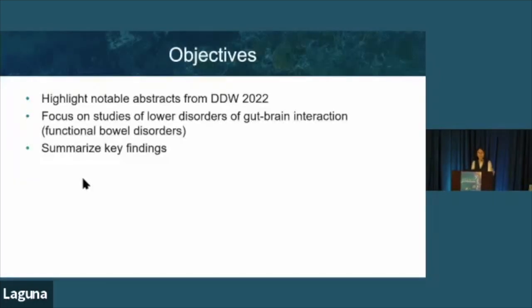Okay, so for today's abstract review, I'm just going to be focusing on some of the more notable abstracts from this year. And like I mentioned, we'll be discussing more of the lower disorders or the functional bowel disorders, and I'll try to really highlight the key findings. I did try to focus on abstracts that I thought may be more clinically relevant, and then one abstract that I thought was interesting because it does provide novel information.